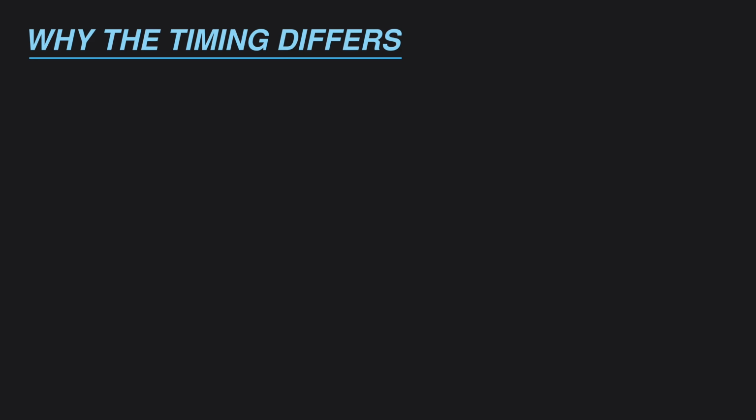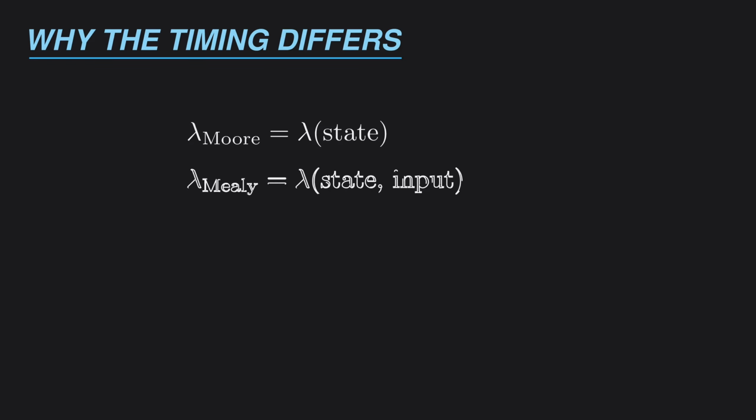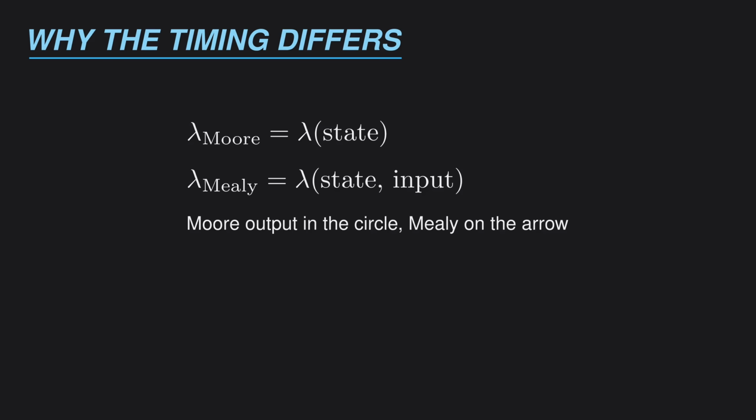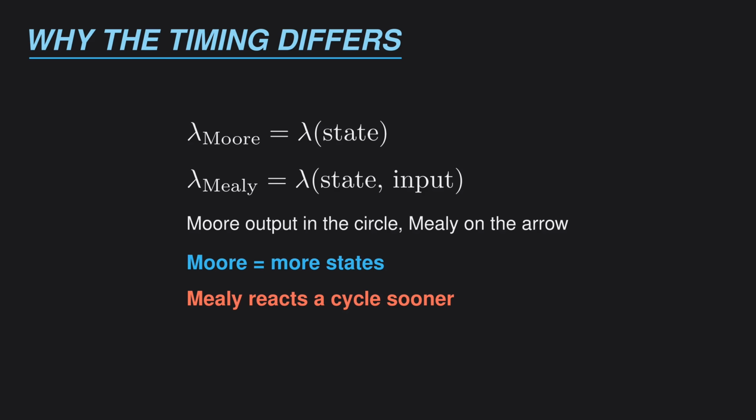So the key idea for this section: the Moore output is a function of the state alone. The Mealy output is a function of the state and the input. The Moore output lives in the circle, the Mealy output on the arrow. Moore equals more states, and Mealy reacts a cycle sooner. Those few facts carry you through most of the exam questions on this topic.